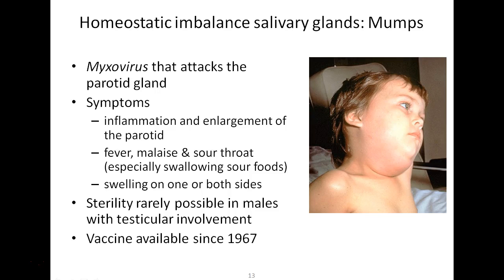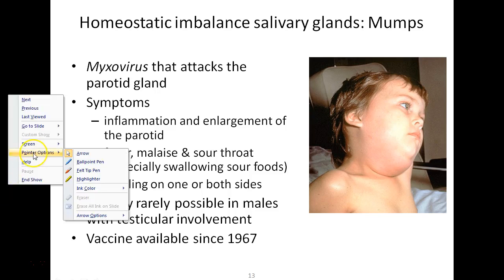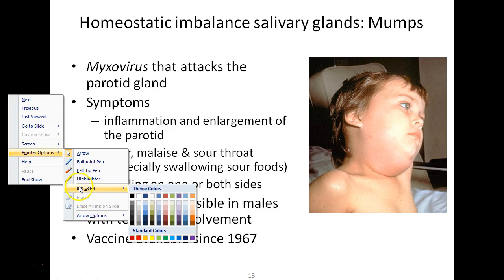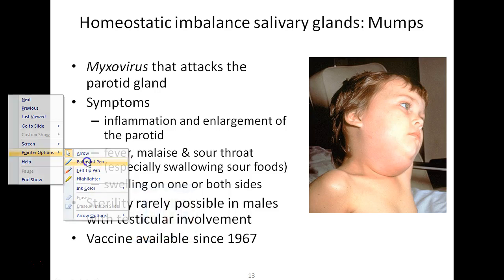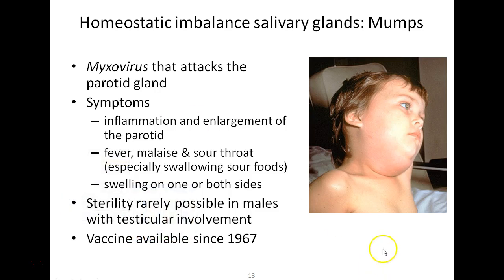Here we look at a homeostatic imbalance of the salivary gland. We see that there's a condition called mumps. Mumps is an inflammation and enlargement of the parotid gland. Students who would like to read more about this can find information on page 1028 of the McKinley textbook.